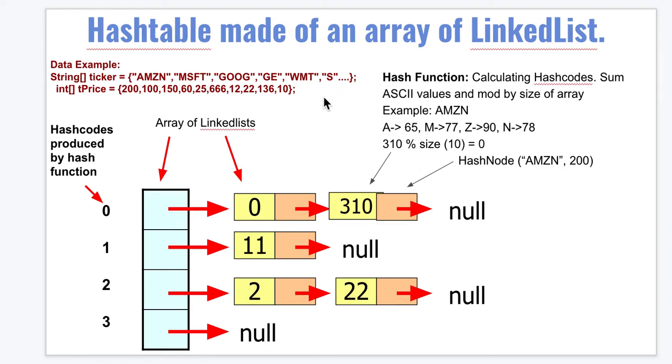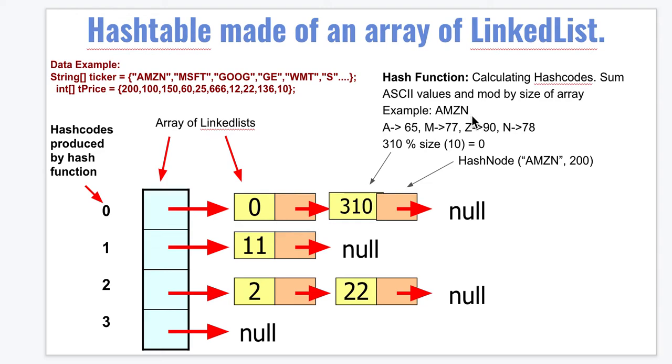And so one of the key functions of that hash table are what's called the hash codes. We produce hash codes to figure out which spot in this array we're going to store the hash node. Okay, and this is a quick overview of how we do it. We calculate our hash codes by summing up the ASCII values of our key and then mod it by the size of the array. So our array in this instance is 10.